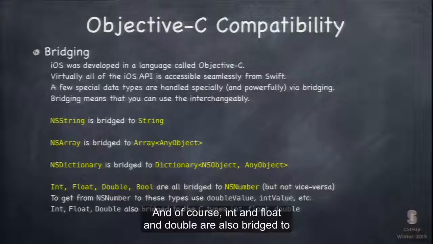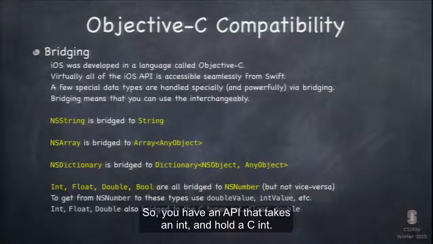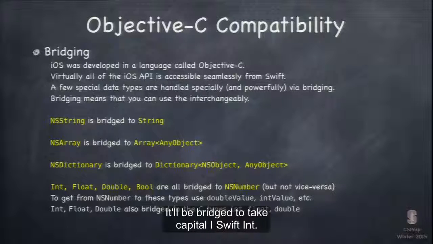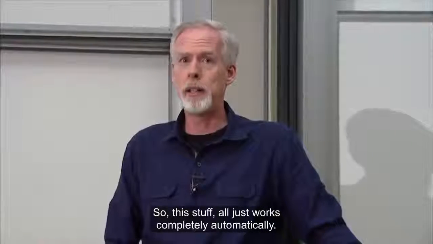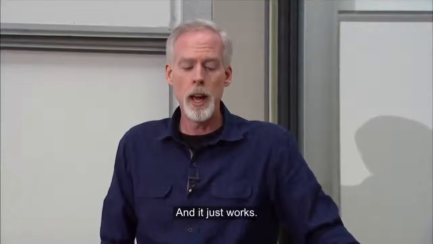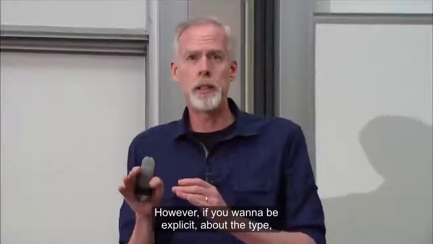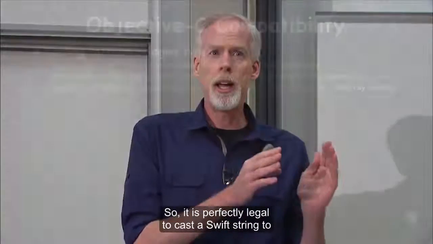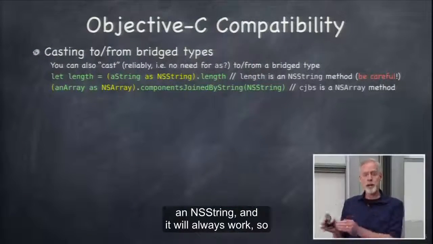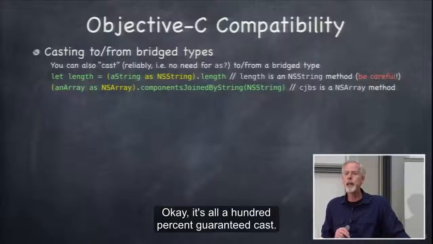And of course, Int and Float and Double are also bridged to the C types, int, float, and double. So if you had an API that takes a C int, it'll be bridged to take the capital I Swift Int. So this stuff all just works completely automatically, and you don't have to do anything. However, if you want to be explicit about the type, you can cast. Okay, so it is perfectly legal to cast a Swift string to an NSString, and it will always work, so you don't need as question mark. Okay, it's all 100% guaranteed cast.